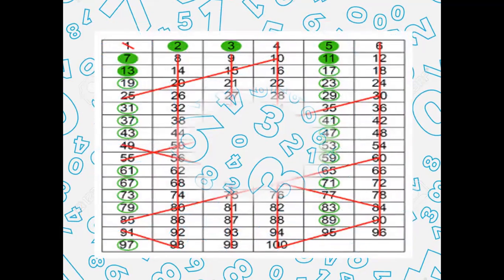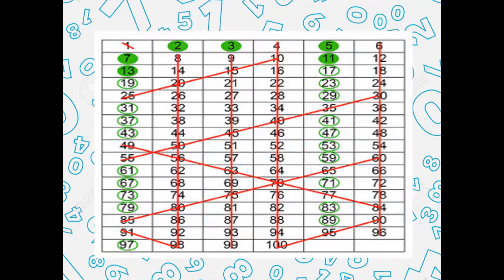So let's have the example. It says in number 1, write all the numbers from 1 to 100 in 6 columns. So we have here 1, 2, 3, 4, 5, 6, and you can see multiples of 6, like 6 by 1 is 6, 6 multiplied by 2 is 12, 6 multiplied by 3 is 18.